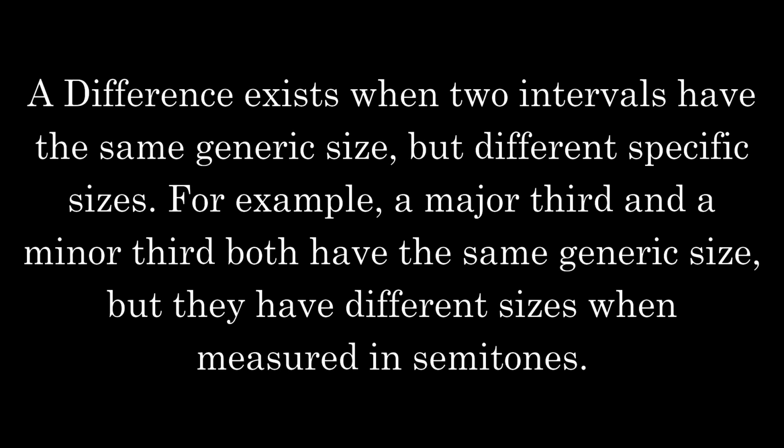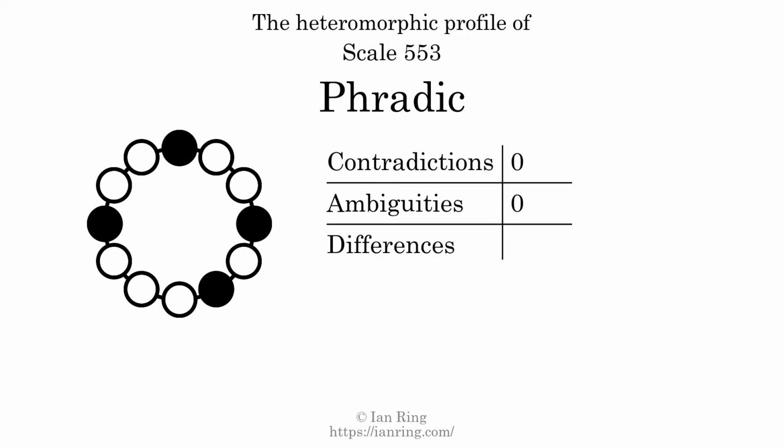A difference exists when 2 intervals have the same generic size, but different specific sizes. For example, a major third and a minor third both have the same generic size, but they have different sizes when measured in semitones. The number of differences in this scale is 15.